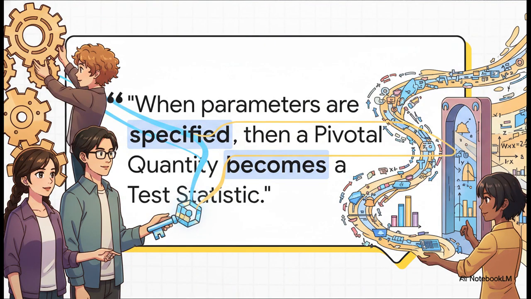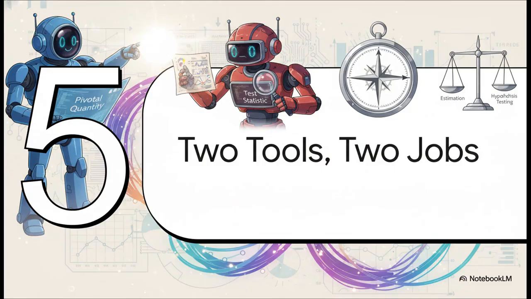This really hits the nail on the head. The moment you specify a value for that parameter, the moment you make a hypothesis, your pivotal quantity transforms into a test statistic. It's not a new formula, it's the same formula, just playing a different role in the game. Okay, so that's a pretty neat trick, right? But so what? Why do we even need these two different ideas? Well, it's because they are built for the two biggest jobs in all of statistical inference.